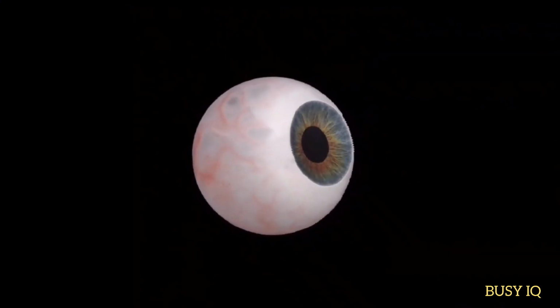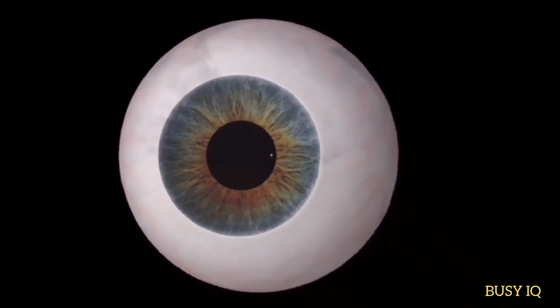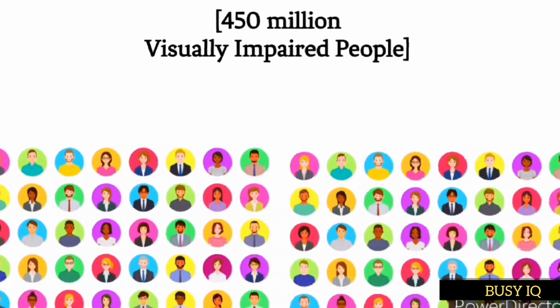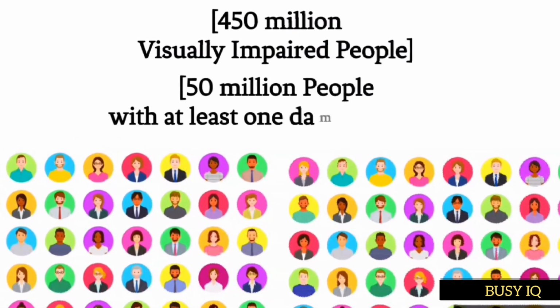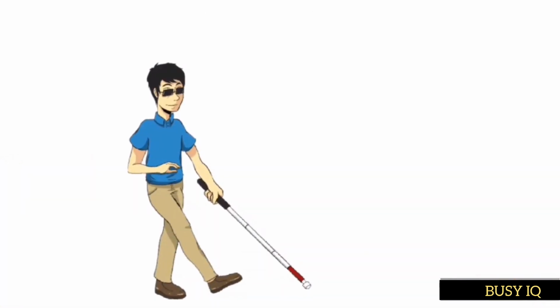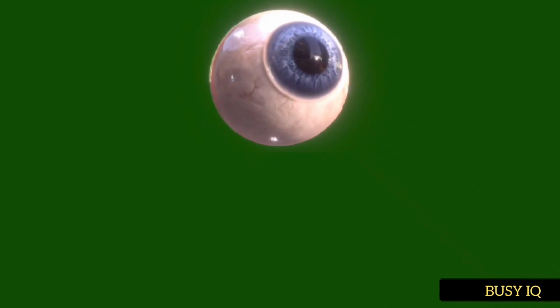Blindness is the human eye's biggest problem. As said earlier, the human eye is the most valuable and sensitive organ in the human anatomy. About 450 million people are visually impaired worldwide. About 50 million are either blind in one eye or both eyes. Blindness is a complete vision loss. In this situation, human activities that are dependent on sight become nearly impossible.